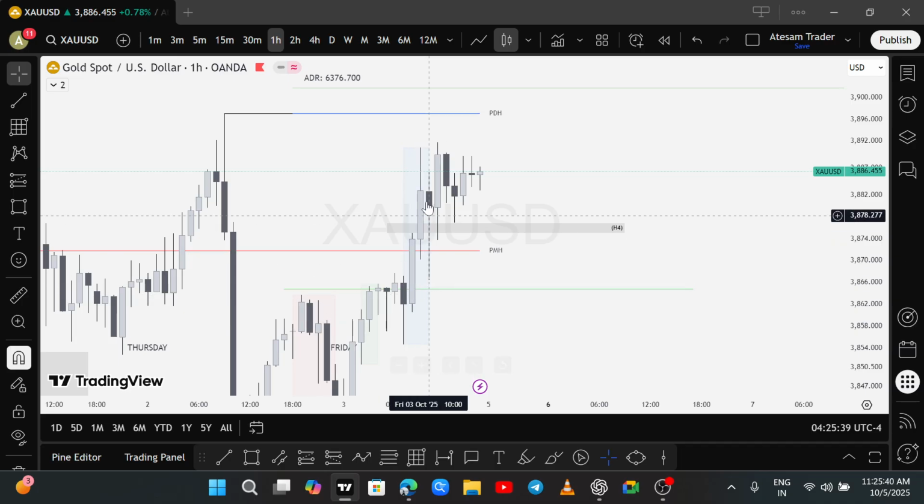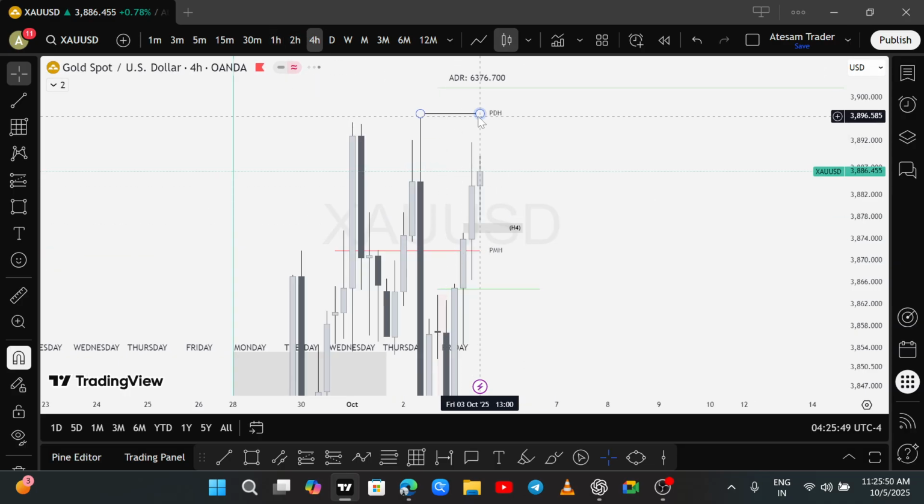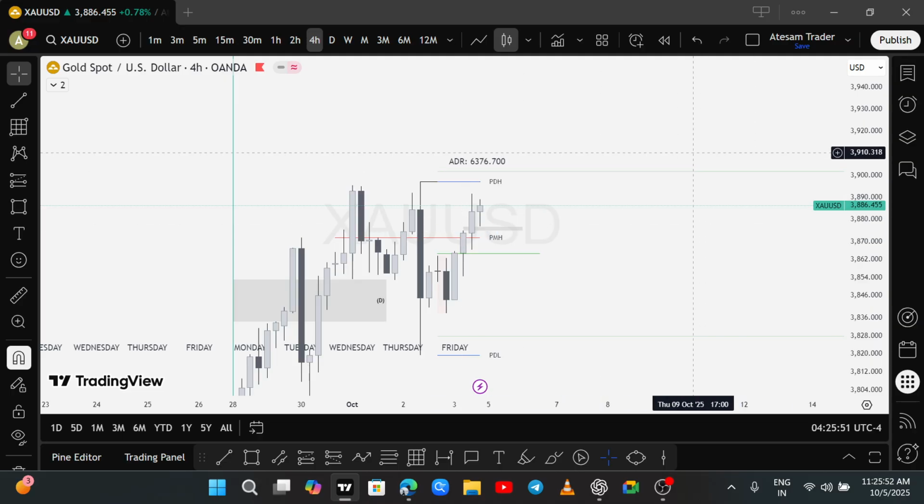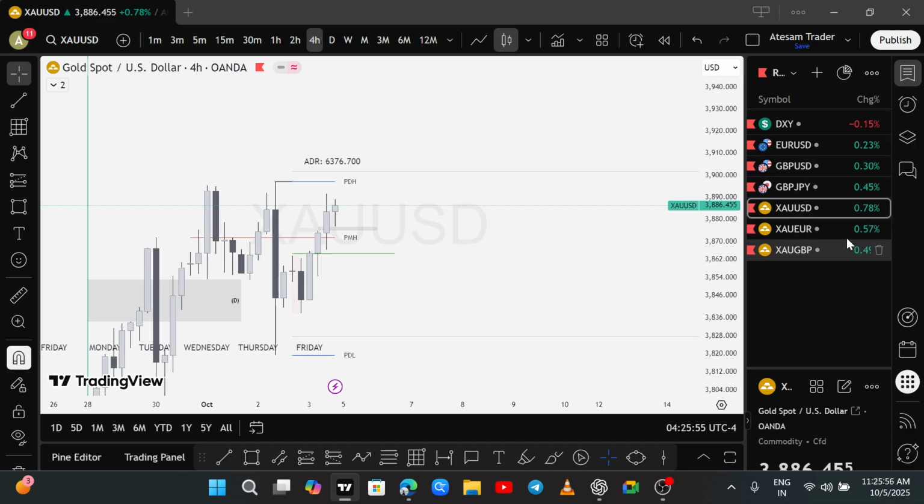If you see what do we have? Expansion to the range. That means this is a continuation move. Maybe some kind of sweep of these lows, and we should continue to the upside. This is the clear target on the gold. Okay, these all are the majors.